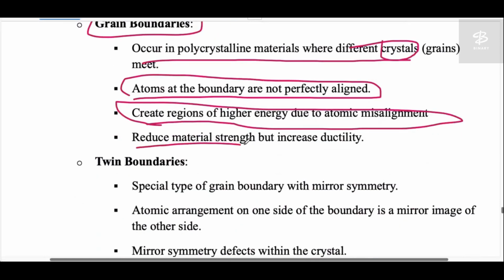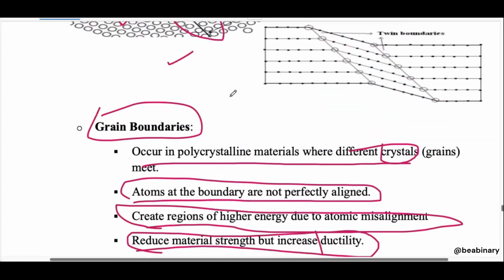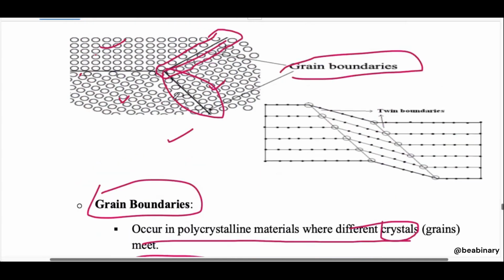So it reduces the material strength but increases the ductility. Obviously, if something is not in its own place, that will reduce your strength. But why is ductility increased at the same time? Because of the misalignment. If you stretch the body, some molecules will keep in contact with others. So there is no perfect closeness.